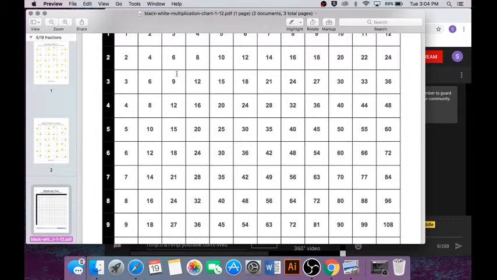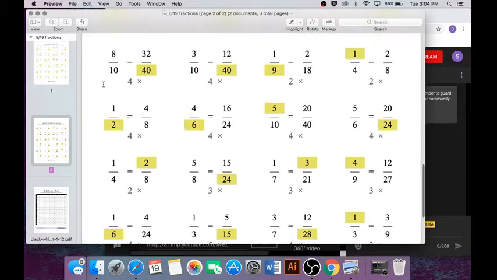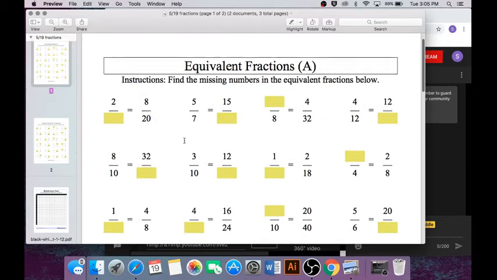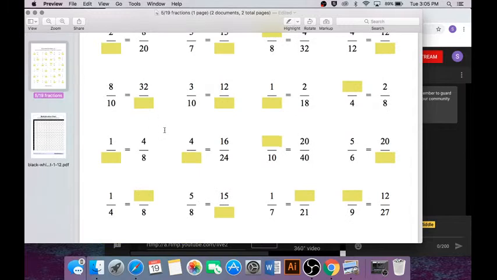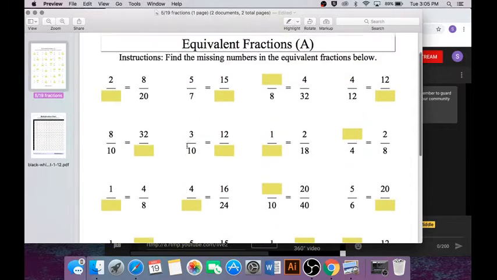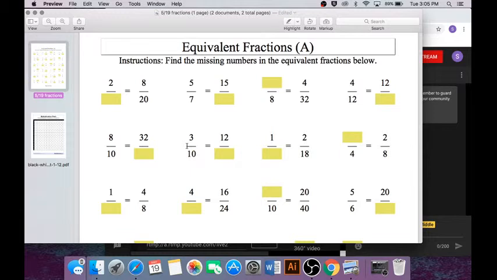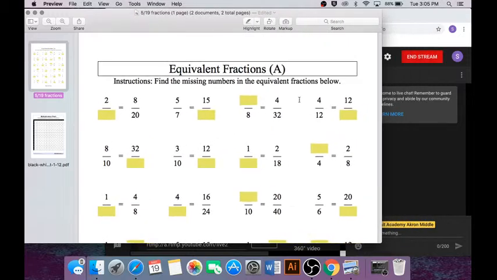So for today, I just want to go over looking at equivalent fractions. So we have quite a few problems. I'm going to show you with a multiplication chart how we can decide how to make fractions equivalent. So on our first one, we need to figure out the number: 2 over blank equals 8 over 20.